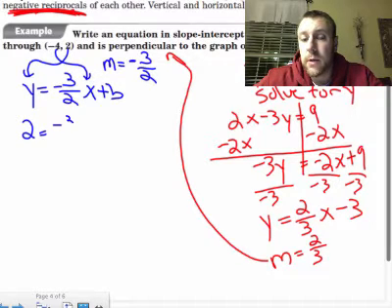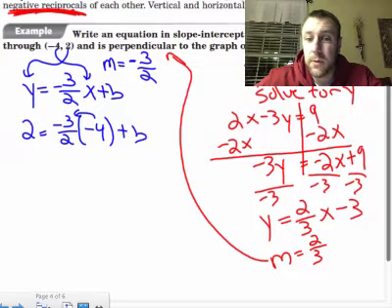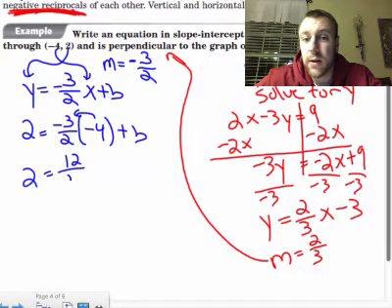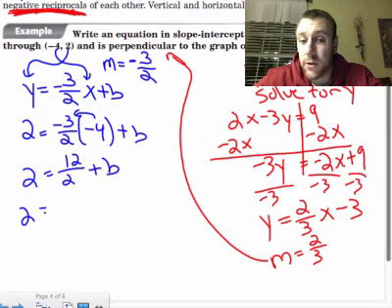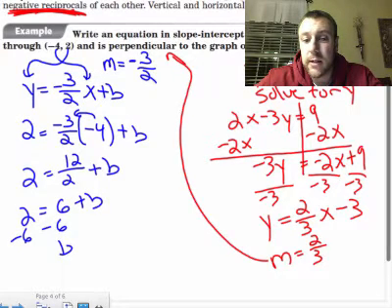I get 2 equals negative 3 over 2 times negative 4 plus b. Now again, people don't like multiplying fractions. You just multiply the negative 4 and the negative 3. I get 12 over 2. I can then divide that, and then subtract 6 on both sides. I got b is negative 4.